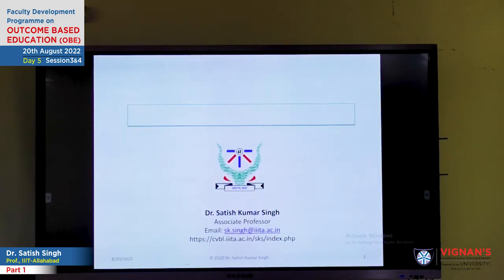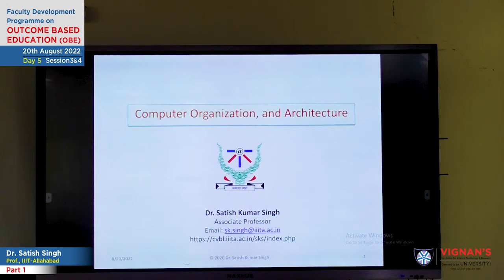Presently I am associate professor at IIIT Allahabad, and here it's written professor basically, so there is a slight mistake. I will talk about computer organization and architecture. This is very specific to computer organization and architecture. Probably many of you might have gone through that course.